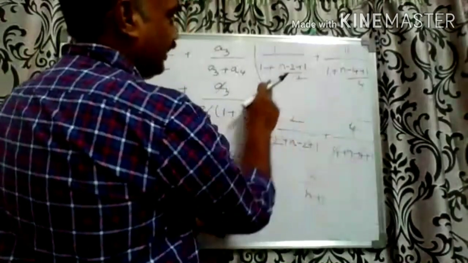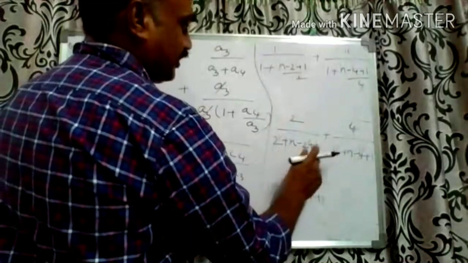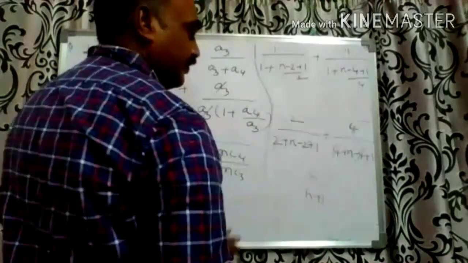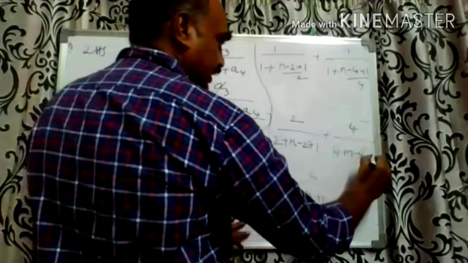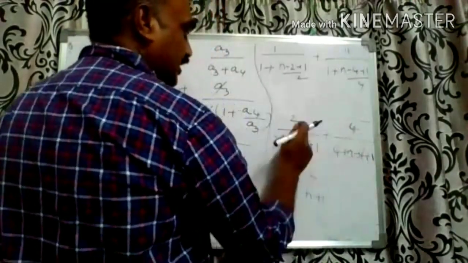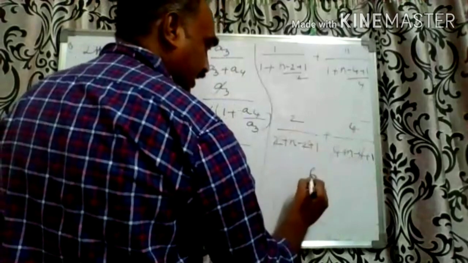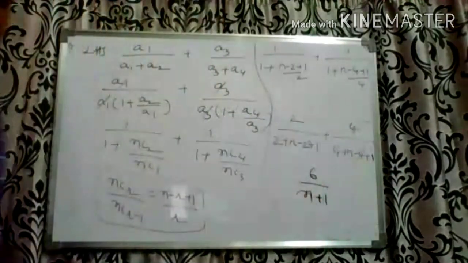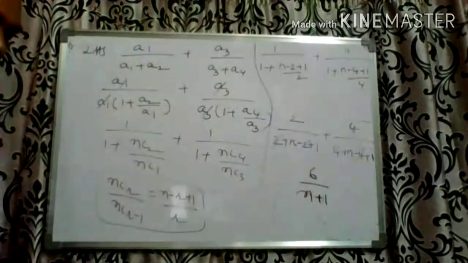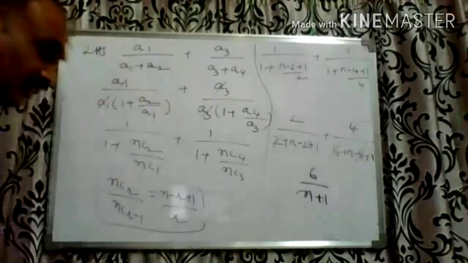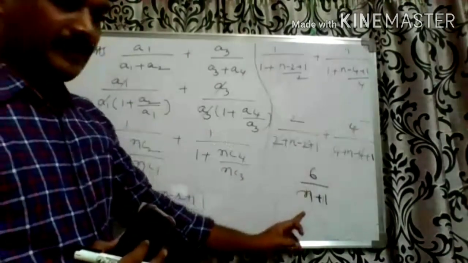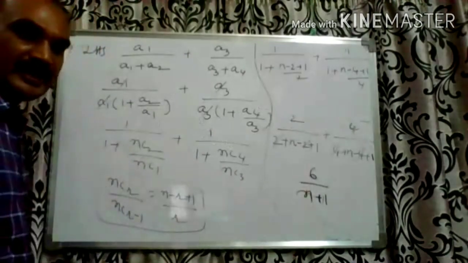LCM is 2 by 2 plus N minus 2 plus 1 plus 4 by 4 plus N minus 4 plus 1 plus 4 minus 4 get cancelled. 4 by N plus 1 plus 2 by N plus 1, 6 by N plus 1. So LHS is 6 by N plus 1. Next RHS.